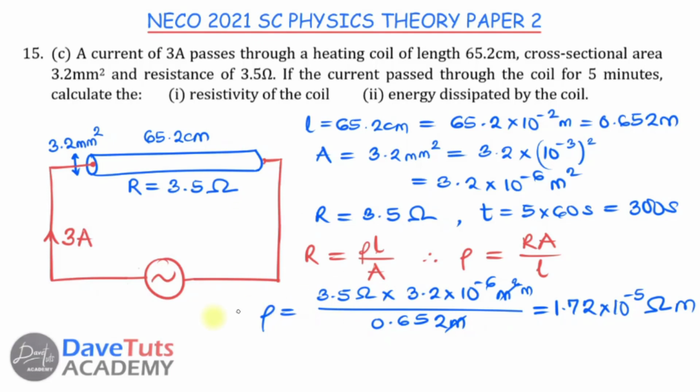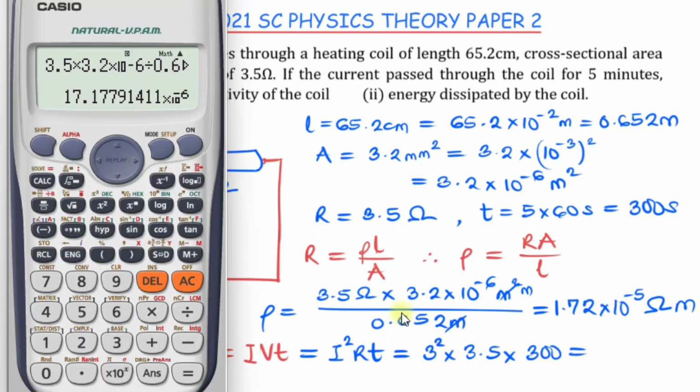Okay, so in the second case, we are asked to find the energy dissipated by the coil. Energy for this particular case we can find by saying it is the product of the current multiplied by the voltage multiplied by time. We don't have the voltage, but we know that voltage is IR. So here it will just be I square R multiplied by T. Our I is 3, so we have 3 square. Our R is 3.5, okay. Our T is 300 seconds. So you just need to find this on the calculator: 9 multiplied by 3.5 multiplied by 300.